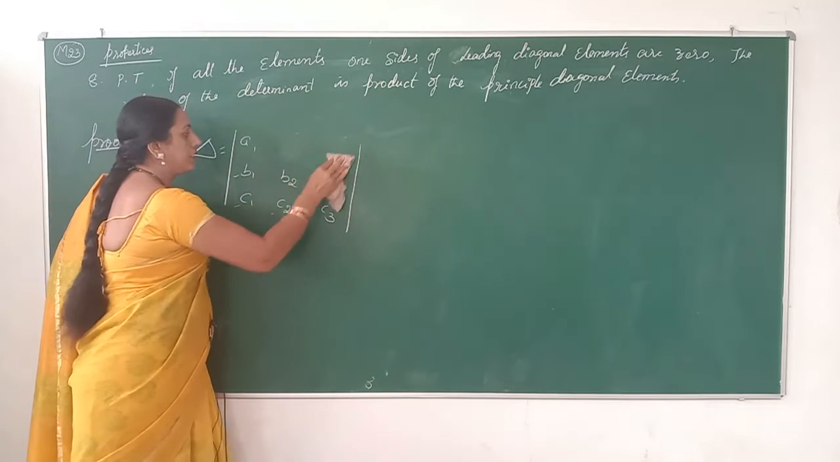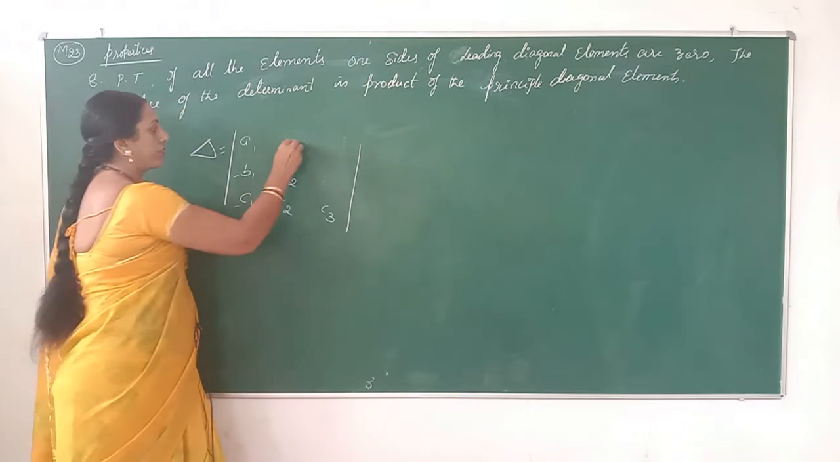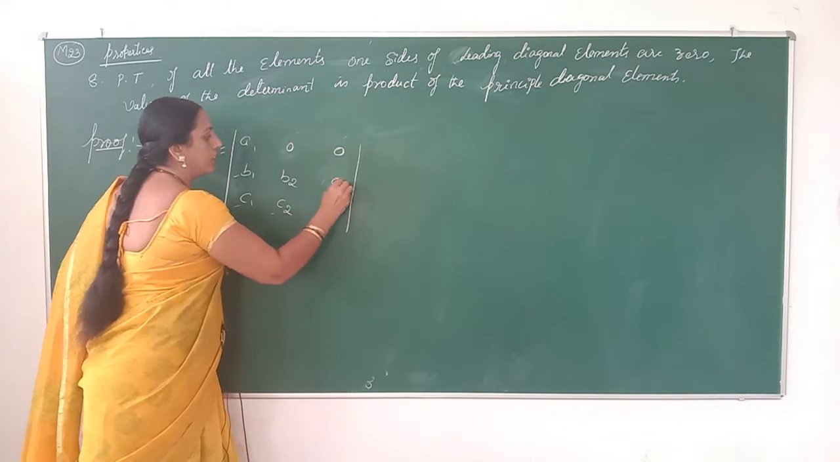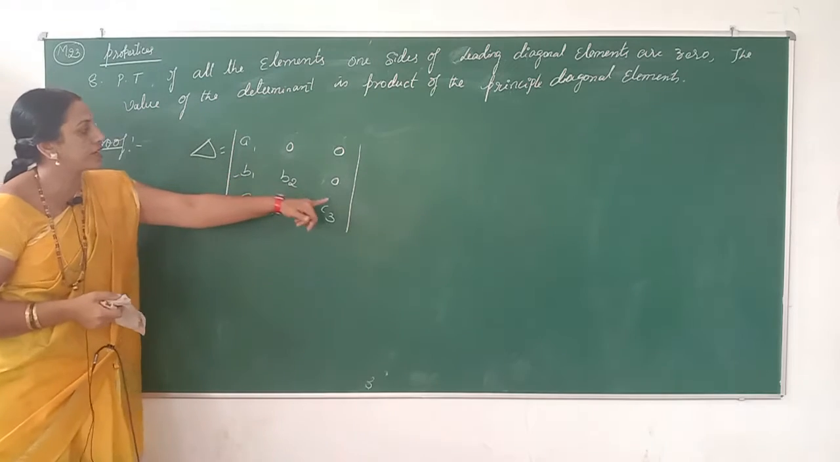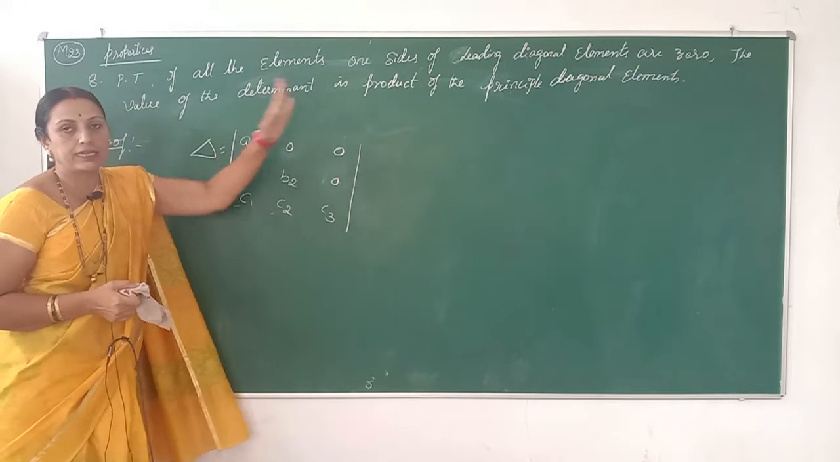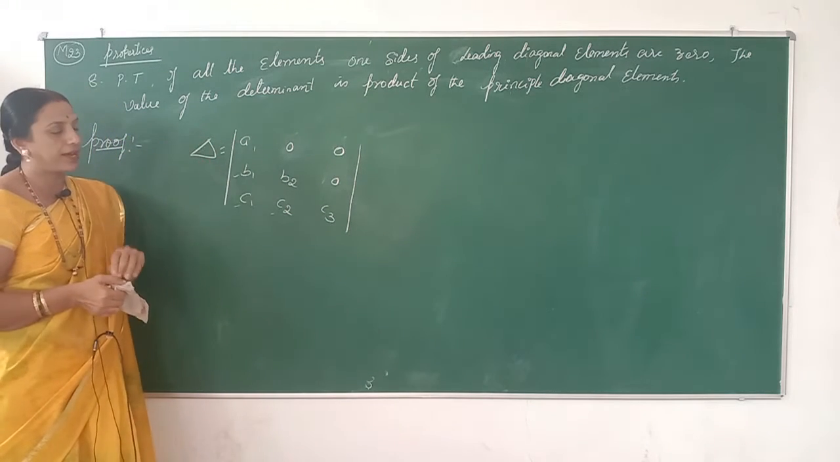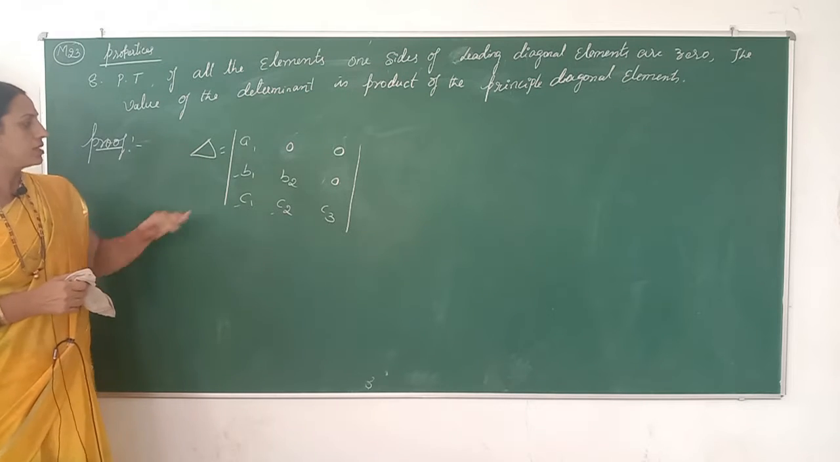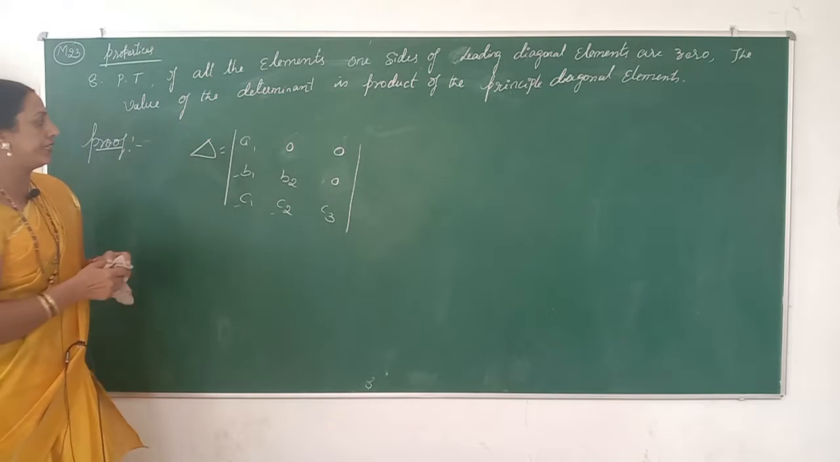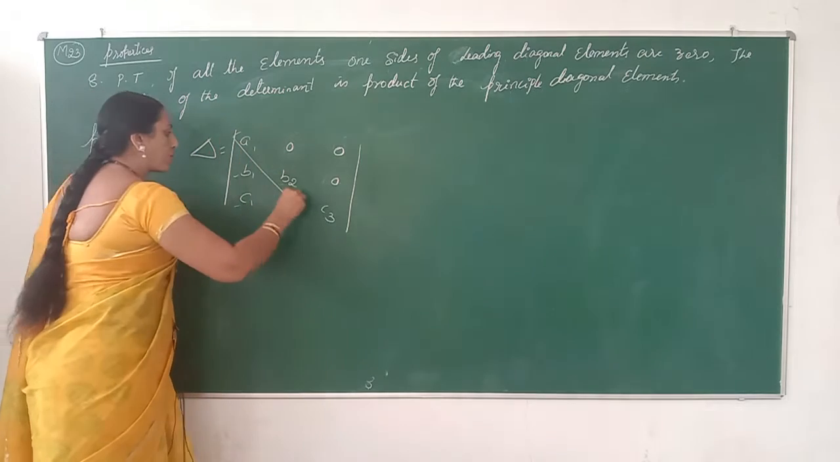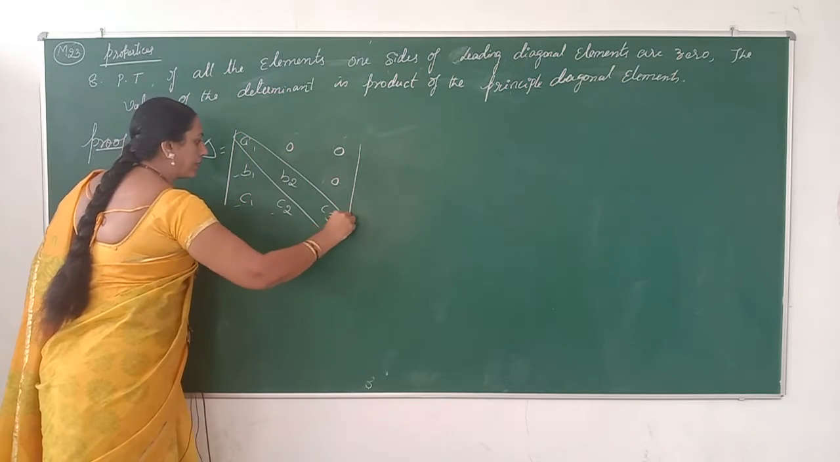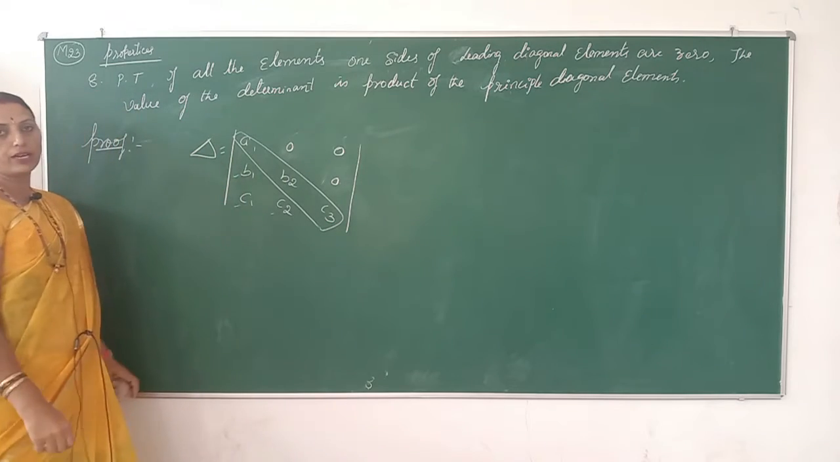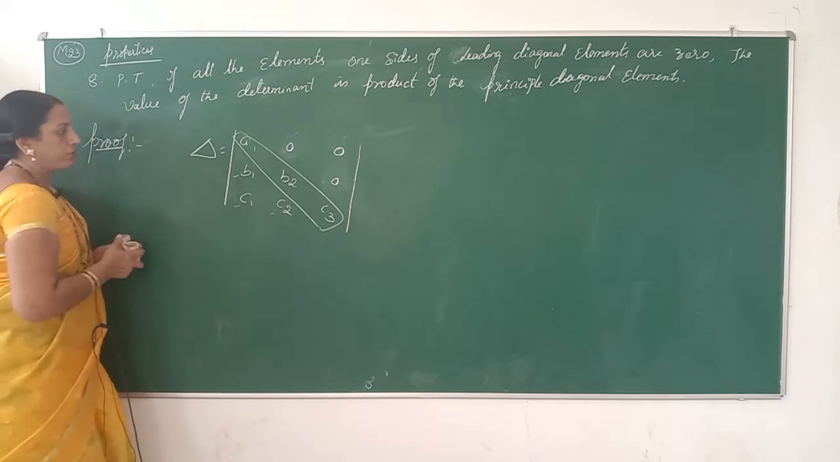Now we will consider that the upper triangular elements of the matrix are 0. So that is called one side of the leading diagonal elements being 0, or principal diagonal elements being 0, or just diagonal elements being 0. Then the value of the determinant is the product of these three elements. Now it can be proved.